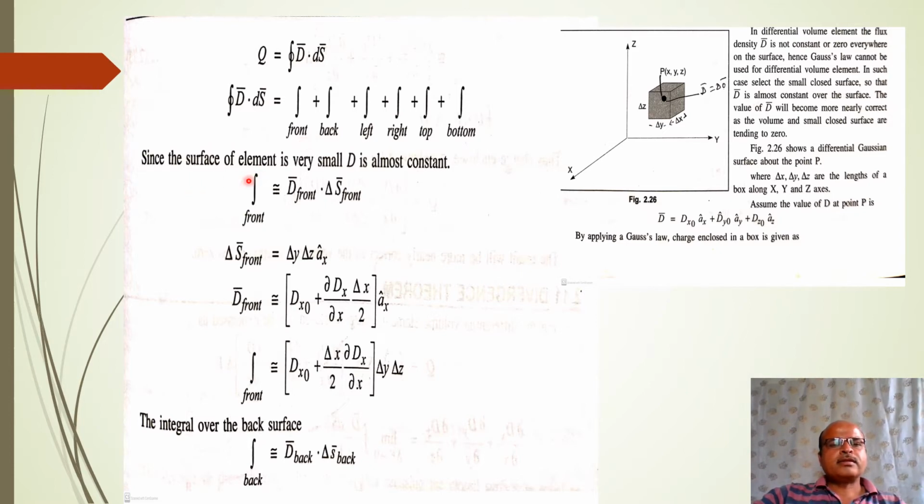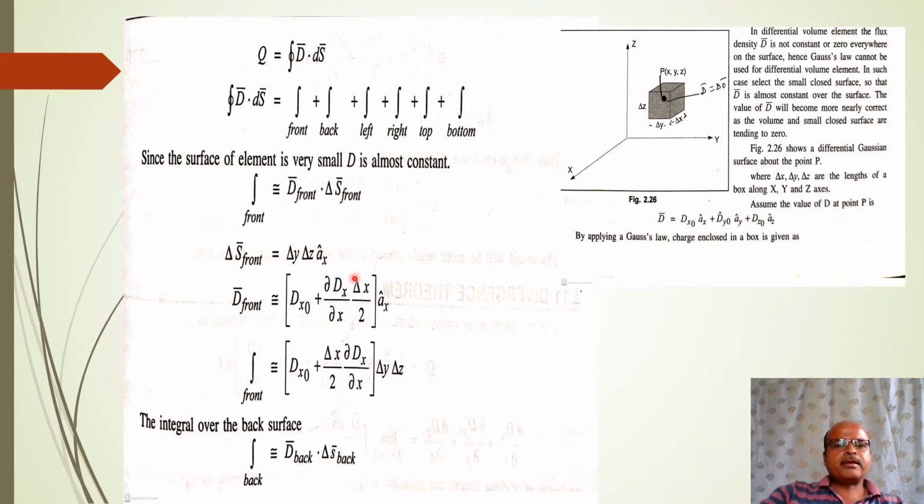Since the surface of the element is very small, the electric flux density is almost constant. So integral front is equal to D bar front dot del S bar front. So from this we have to find the integral front, which is D bar front, that is the electric flux density along front, into del S bar front, the differential or incremental surface front. Okay, so first calculate the value of del S bar front.